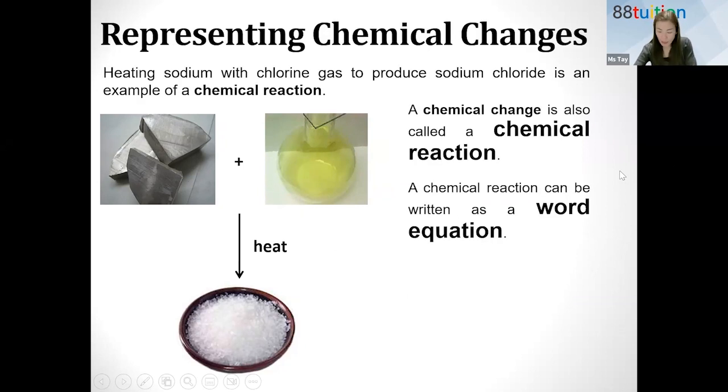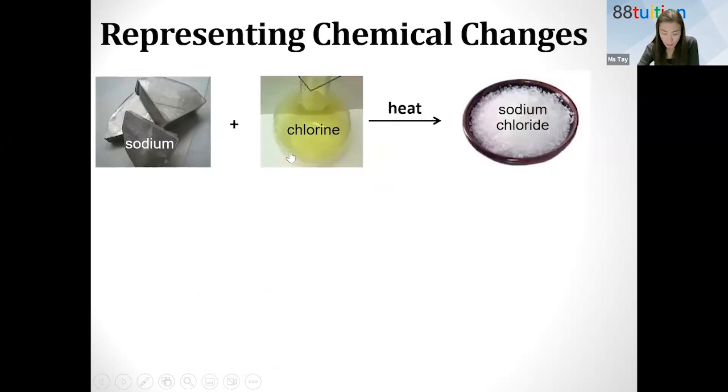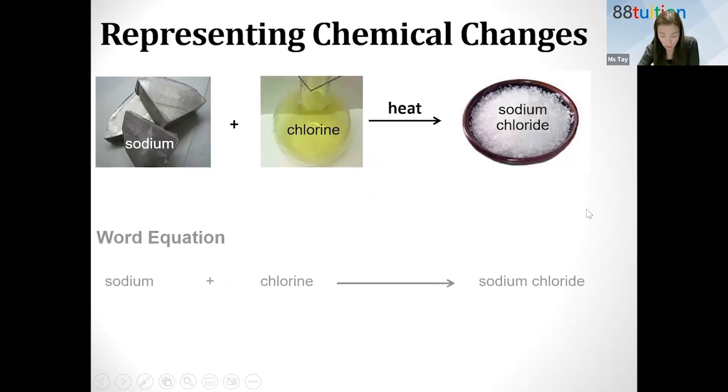So a chemical change is also called a chemical reaction. We can represent a chemical reaction with a word equation. Remember just now I wrote down sodium, I wrote down chlorine, and then I have sodium chloride. So this is the word equation I'm talking about. Okay, Jocelyn, just now I said 3 plus 2 equals 5, right? The equal sign is replaced by the arrow.